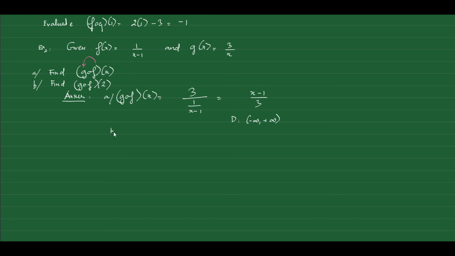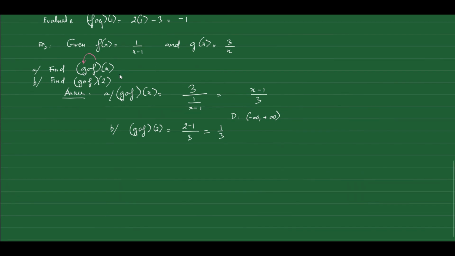And for part B, evaluation will be easy. g composed with f at 2, so plug 2 in here. So 2 minus 1 over 3, which is 1/3. There you go. That's it, that quick. Okay. But in the next example, what if they give you the graph? What if I have the graph like this?